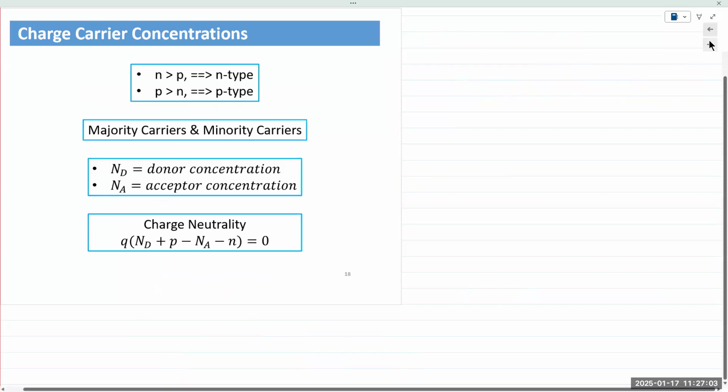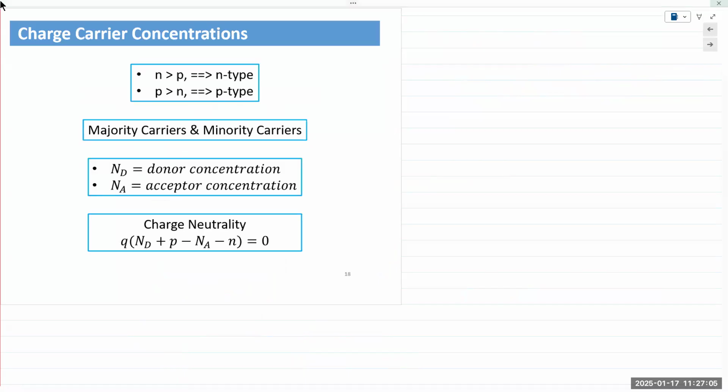All right. So charge carrier concentrations. If we have charge carriers of negative charges and positive charges, and the negative charge carriers, meaning electrons, are far larger in number than the positive charge carriers, we have an n-type material. So more electrons and more holes will result in p-type material.